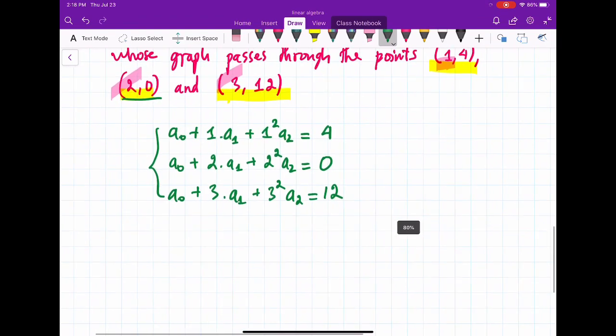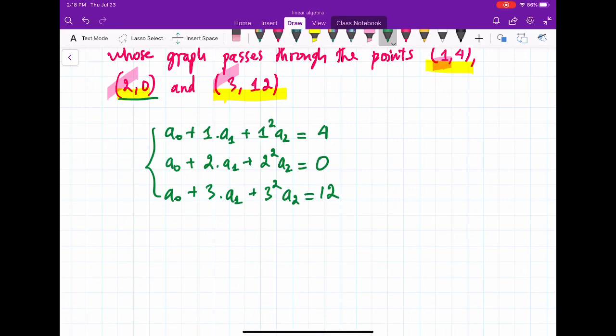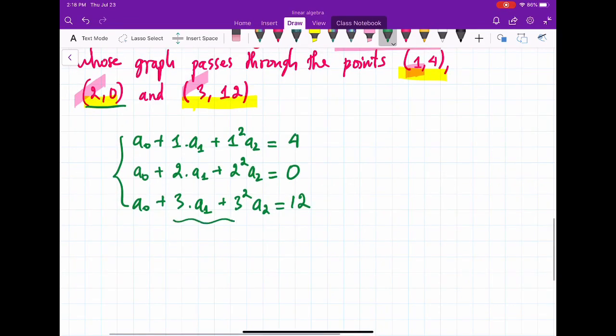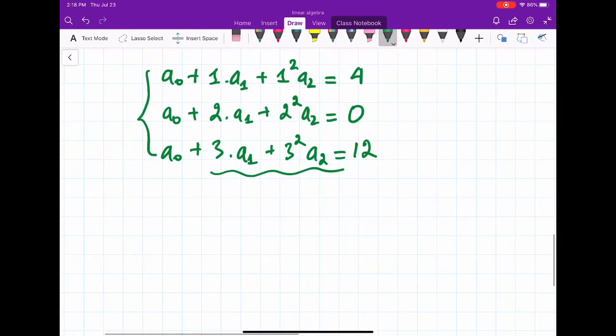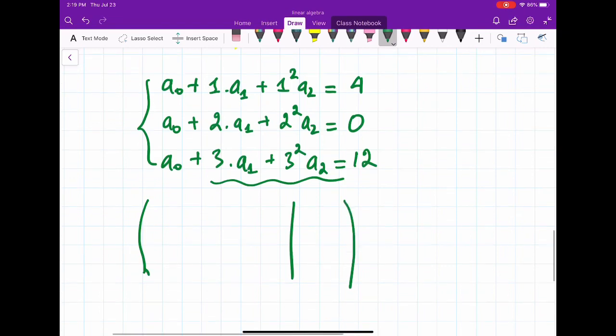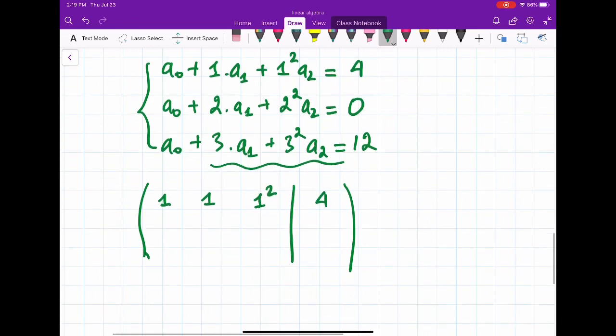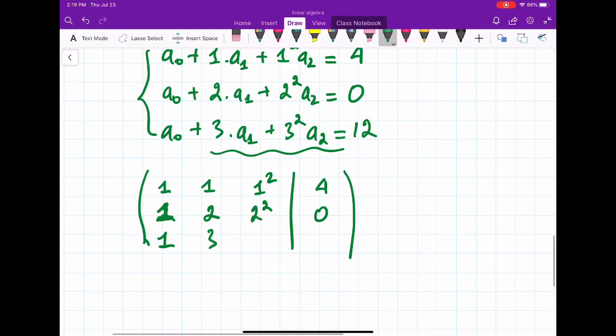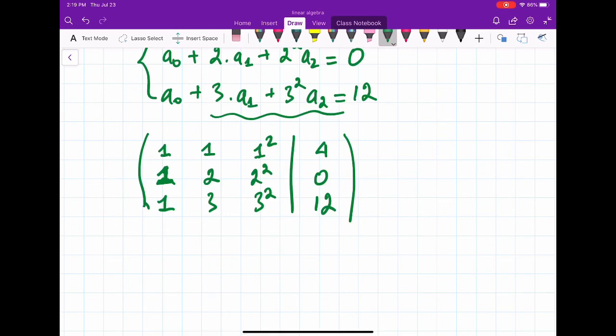And of course, if you want, you can write the system in the matrix form. We can write that in the matrix form as follows. 1, 1, 1 squared, 4. 1, 2, 2 squared, 0. 1, 3, 3 squared, 12. You see that? If you have more than 3 points, or if your polynomial is of degree more than 2, you still can use this form.